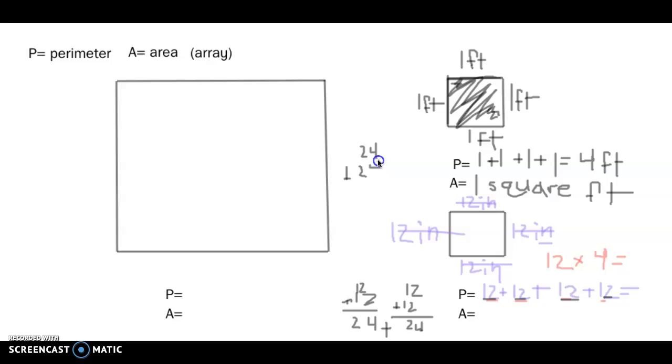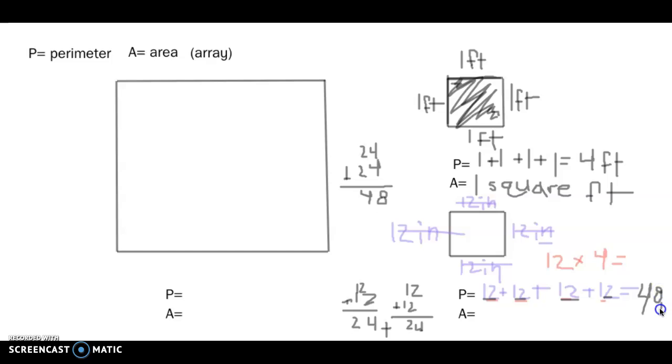Make sure you always show your work and stack them if you're not sure how to do it in your head. Start in the ones place. 4 plus 4 is 8. And 2 plus 2 is 4. So our perimeter is 48 what?